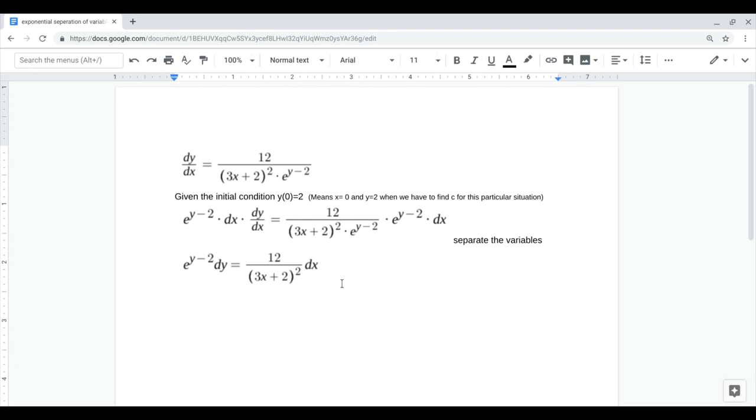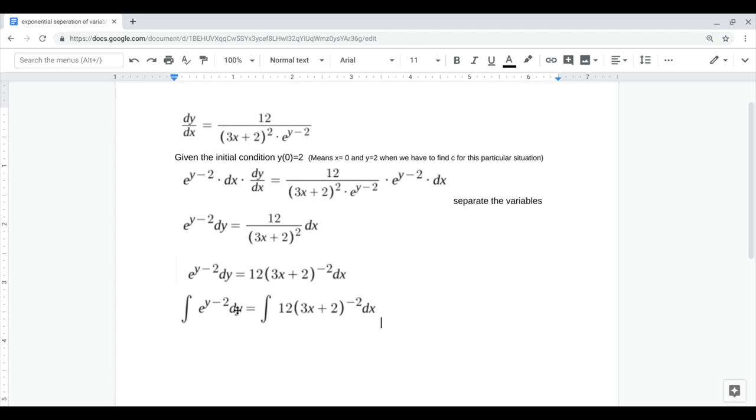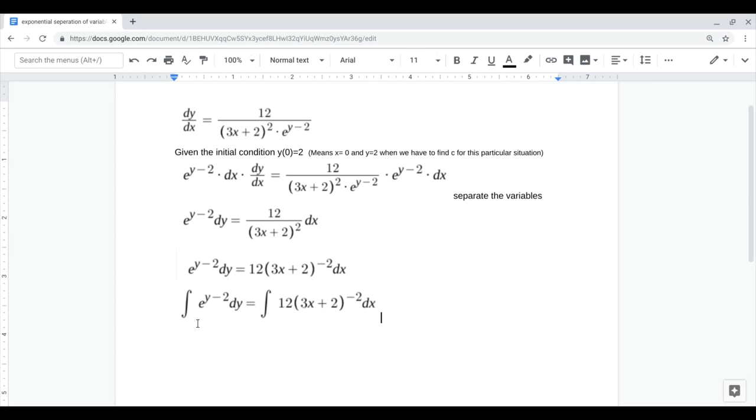We're going to rewrite this equation before we integrate. So we're left with e to the (y - 2) dy is equal to 12 times the quantity (3x + 2) to the negative 2 power dx. The reason why I put it to the negative 2 power is because we're going to use u substitution for this integral. So we have the indefinite integral of e to the (y - 2) dy is equal to the indefinite integral of 12 times the quantity (3x + 2) to the negative 2 power dx.